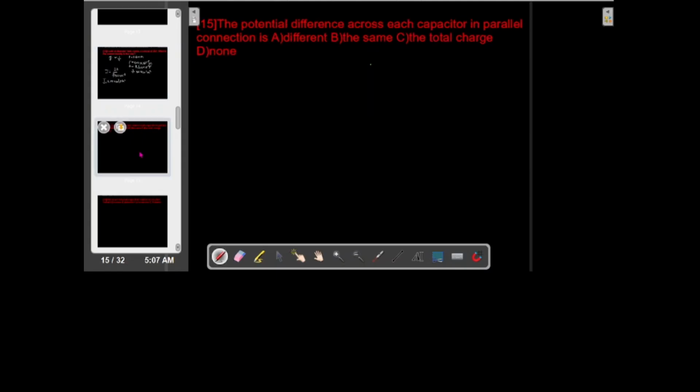That brings us to question 15. The potential difference across each capacitor in parallel connection is dash. The answer is the same. So in your notes, what I want you to do is write heading capacitor, all right, and then in a tabular form, write in series in one column and then in parallel in the other column, and then compare and contrast each of these properties like the voltage, the current, the charge, all right. So tabular form like this, series on this side and then parallel on this side, so you can understand what each of this is.